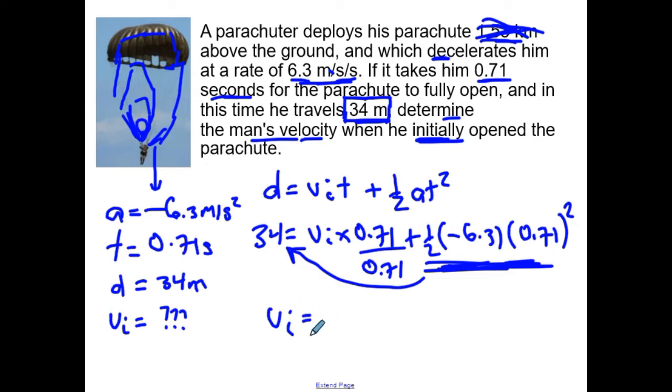Call me over, pause the video, I will. But I'm going to verbally say what you should be doing here. I'm going to take 0.5, a half, times negative 6.3, and times 0.71 squared. And I got a value. Verbally, I got negative 1.587915.